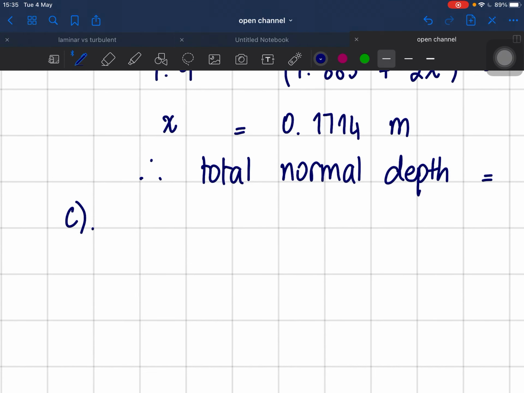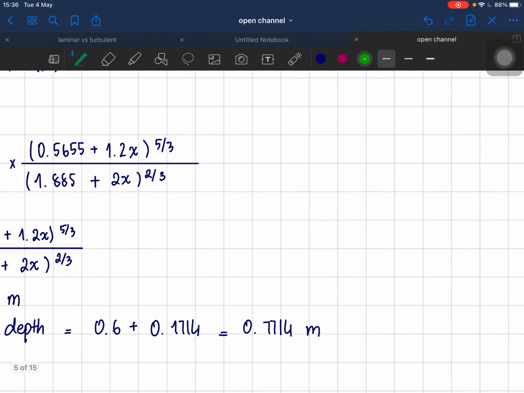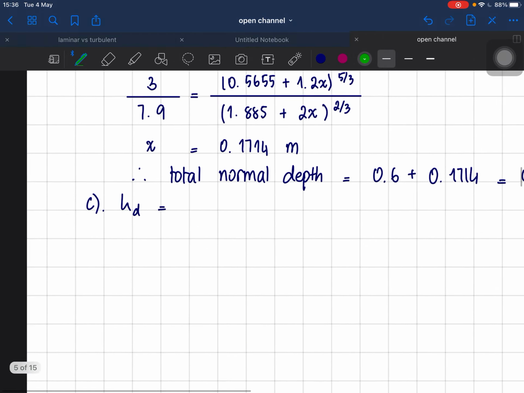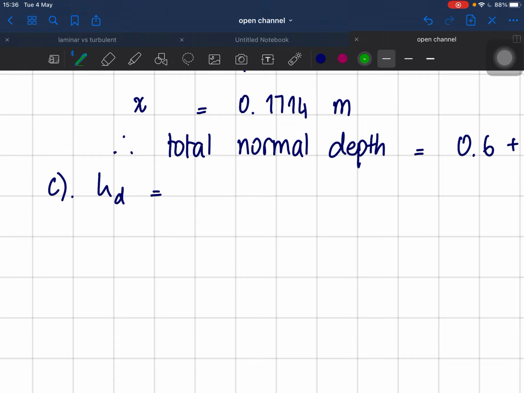So for C, we can see that they are asking for the Froude number, right? So the Froude number is, nothing hard. It's still the same. HD, which is the hydraulic depth, and radius. Hydraulic radius is not the same. Hydraulic depth is not equal to hydraulic radius.